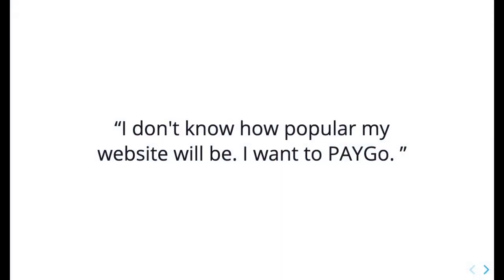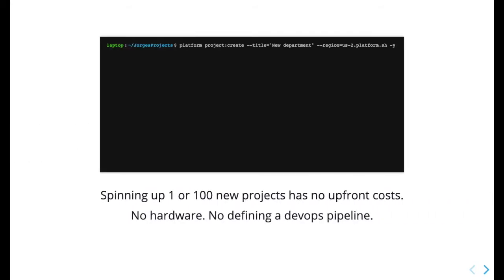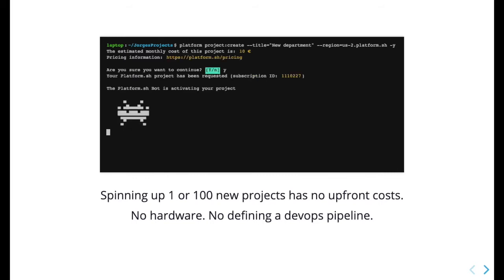Platform.sh comes with no upfront costs, and scaling to meet demand is very simple. Say you're just starting out and you want a more pay-as-you-go option. You can spin up one or multiple projects right from the command line or from your management console with no upfront costs. You'll get a clear estimate of the monthly price of the plan straight away and receive a ready-to-go remote environment without any definition on your end.